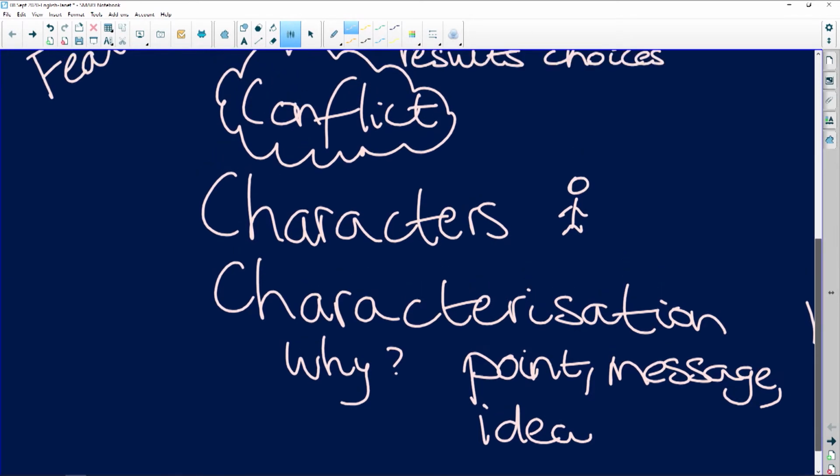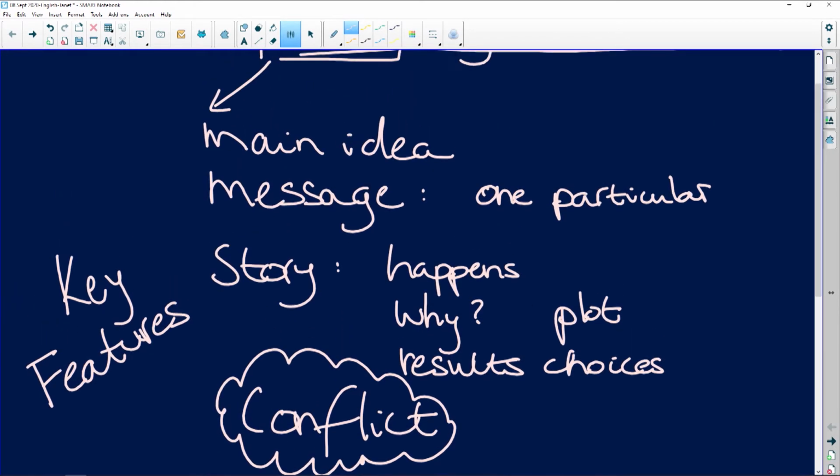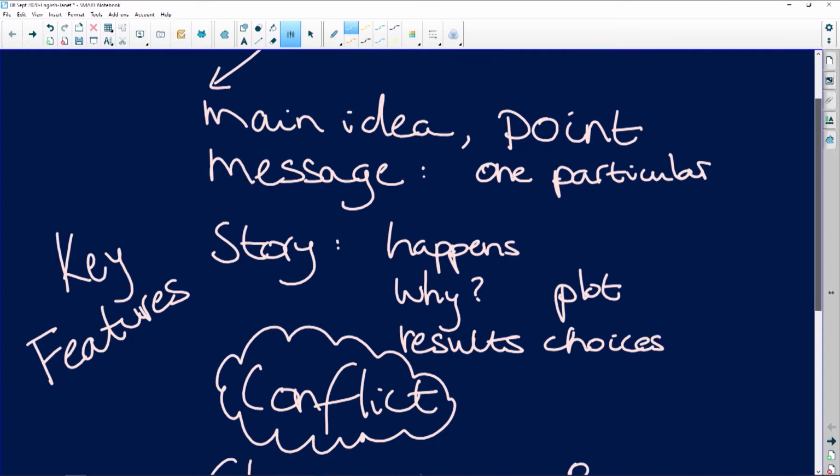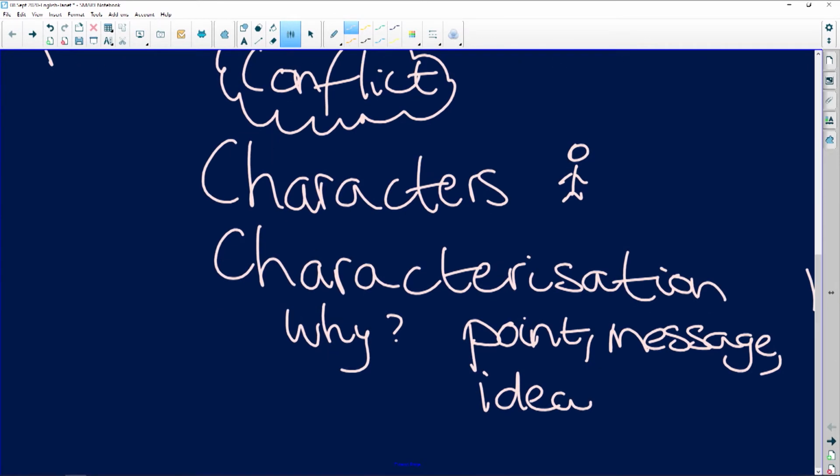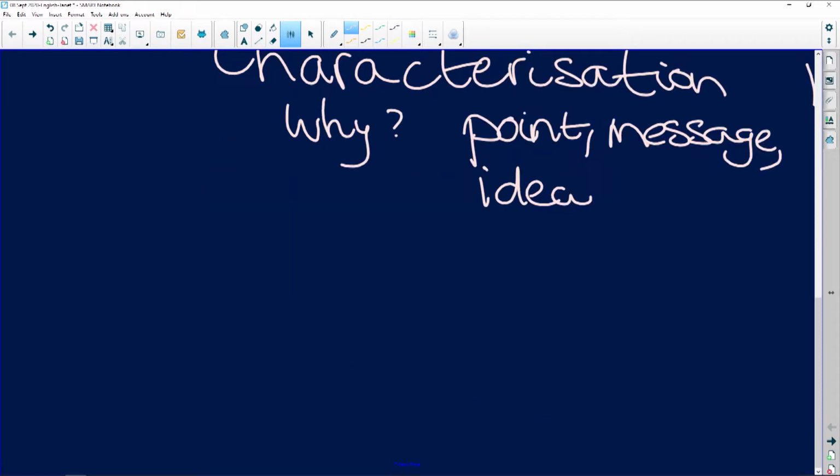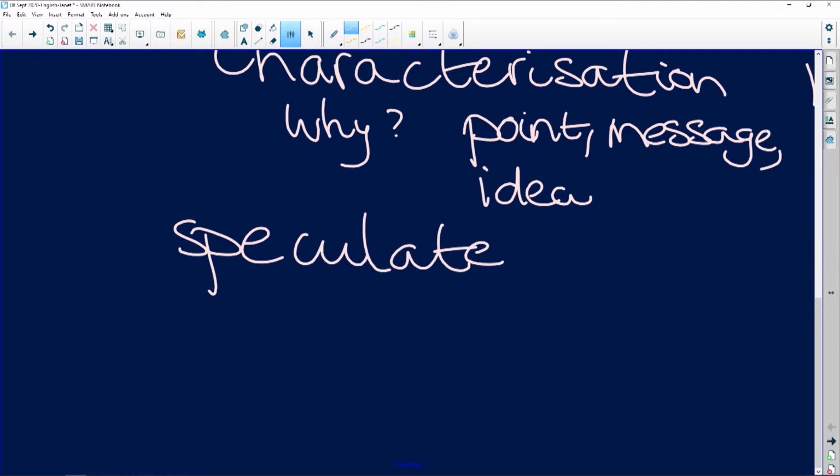So if we go back to what we said, main idea or point, what seems to be the point of this. So this is why you cannot speculate. You can't say, but if the character hadn't done this, then this wouldn't have happened. Of course not. Or you can't ask a question, what would have happened in the story if so-and-so hadn't done this, or if so-and-so had done this?